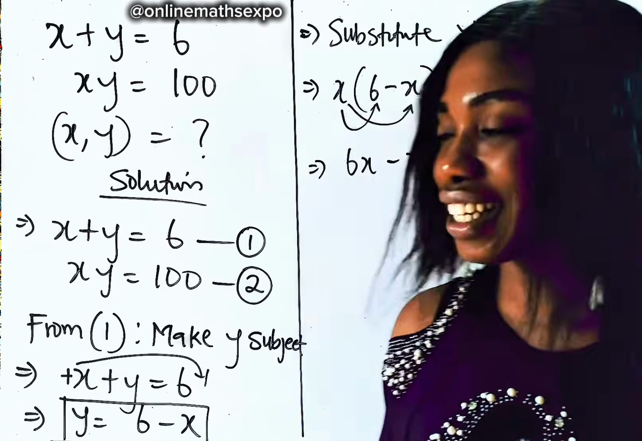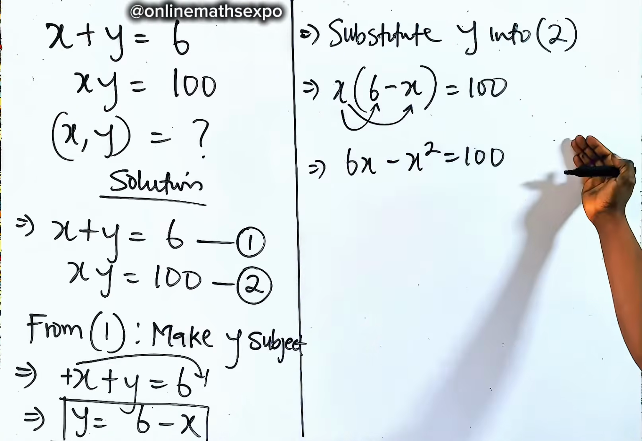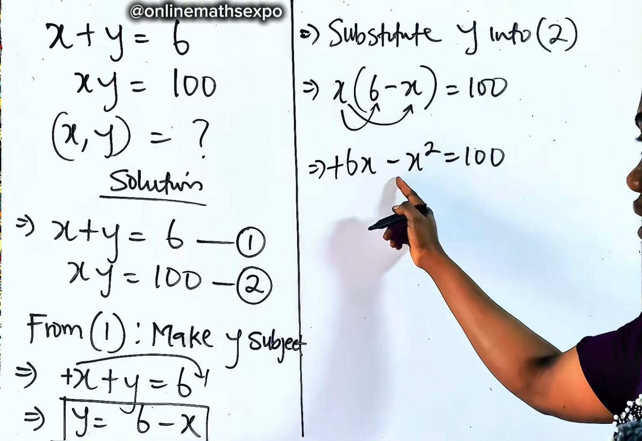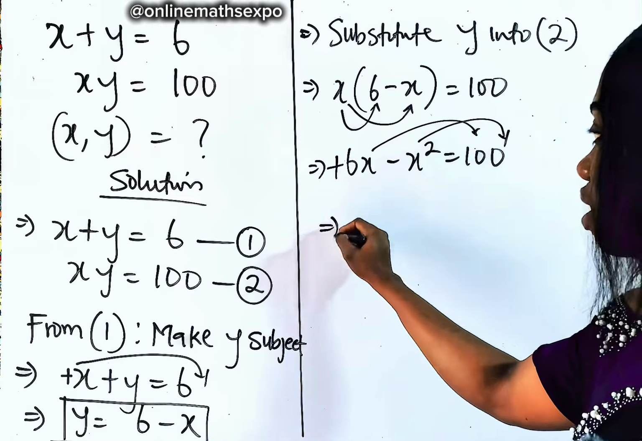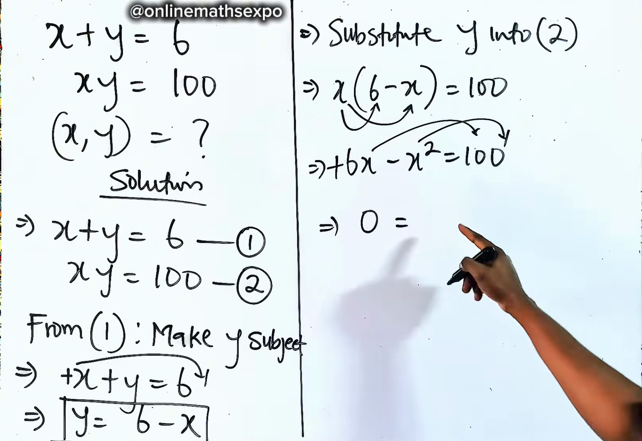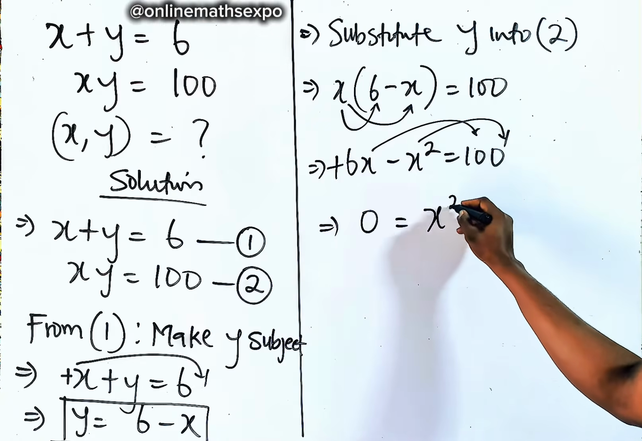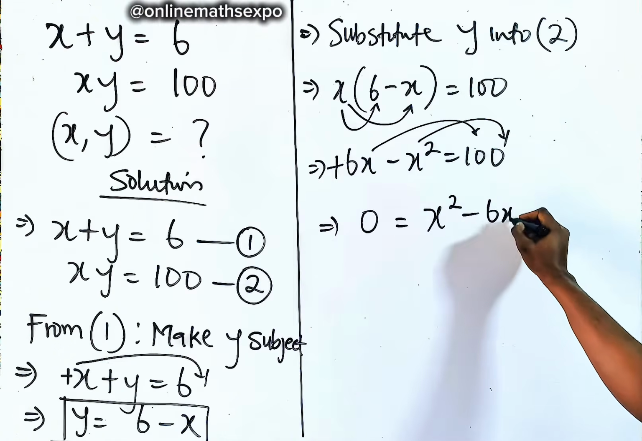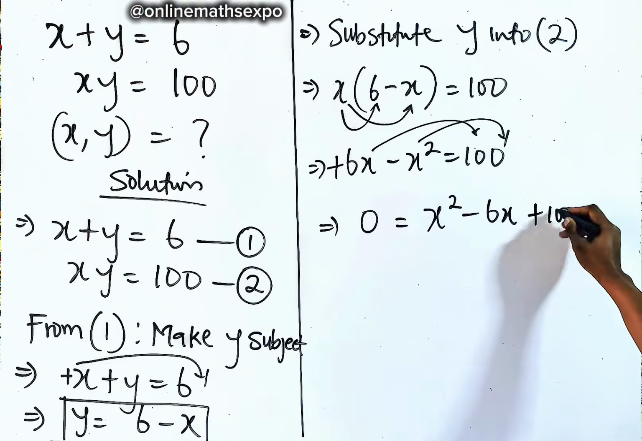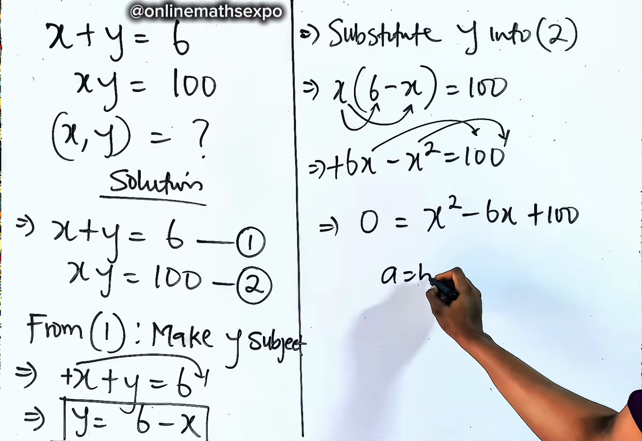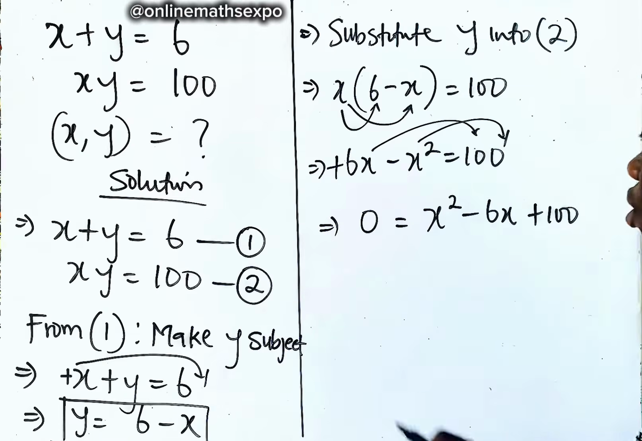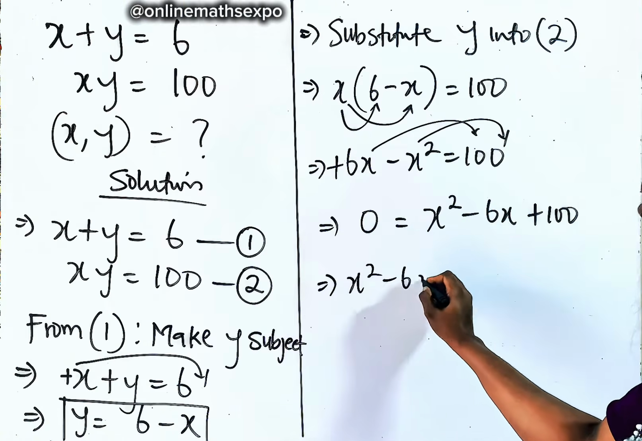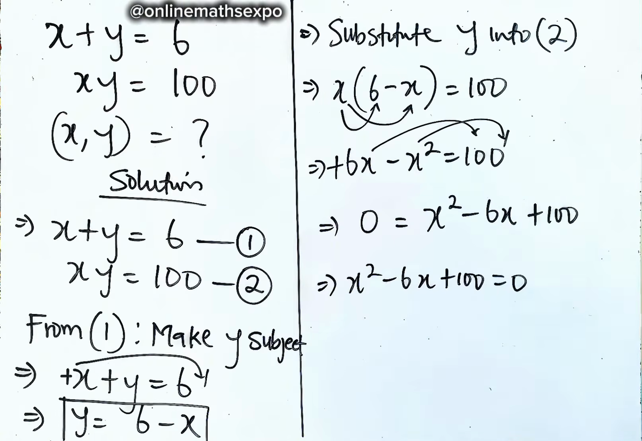I don't want to work with negative, so I'm going to move this to the right side. This is positive, this one is negative. If you take it to the right, you are left with 0 is equal to positive x squared, negative 6x, then plus 100. Now remember, if a is equal to b, it's also the same as b is equal to a. So we can rewrite this as x squared minus 6x plus 100 is equal to 0.